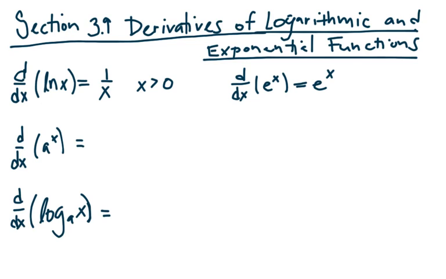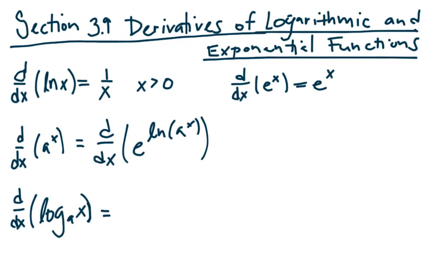So let me derive the derivative of a to the x for you. Okay, so we can rewrite a to the x as e to the natural log of a to the x. And we're allowed to do that because of the nice composition of inverse functions properties that exist. Since e to the x and the natural log of x are inverse functions, the composition of the two of them is just going to equal x. So in this case our x is a to the x. So we have e to the ln of a to the x is equivalent to a to the x.